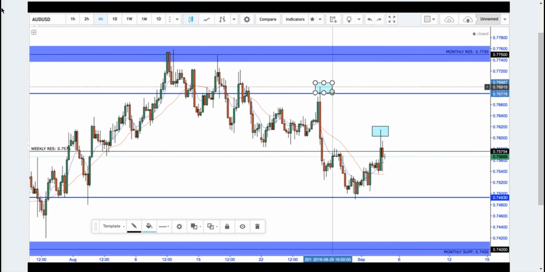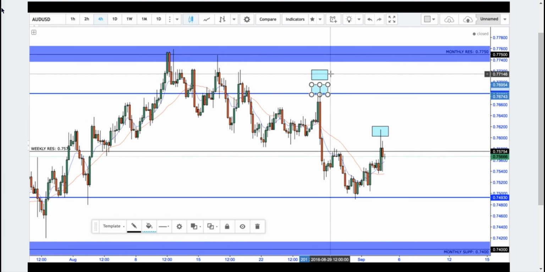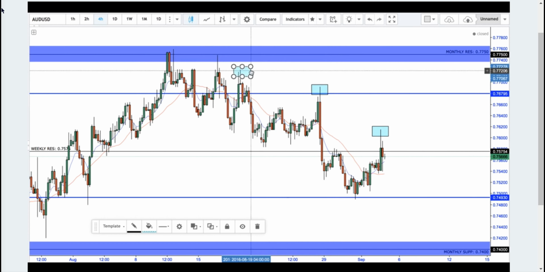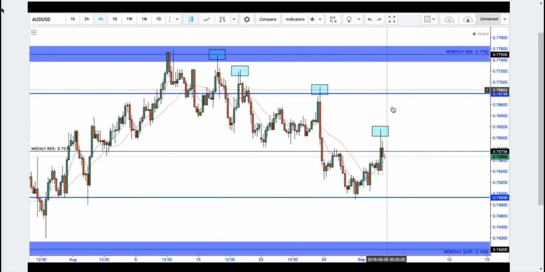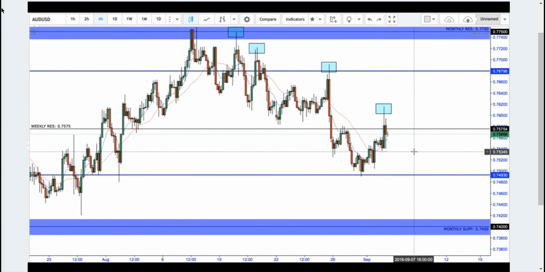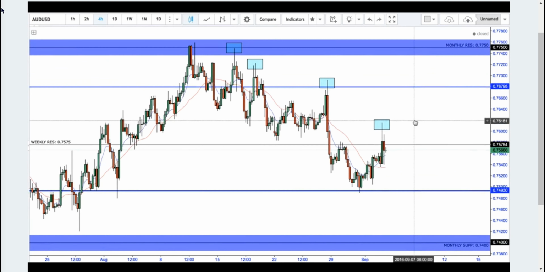So when you draw your rectangle, just draw one, copy and paste, or clone that one and then add it onto the others, okay? Just to keep everything nice and neat and organized. So here we can see lower swing highs as well.